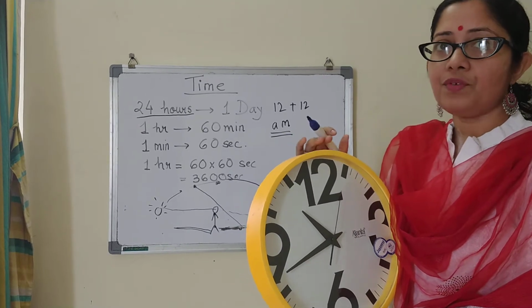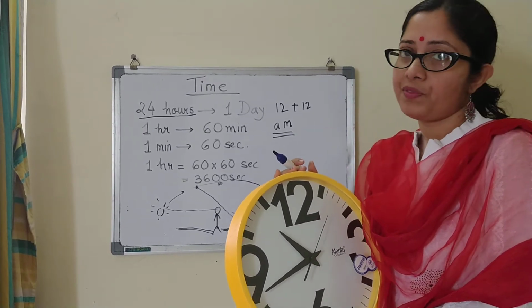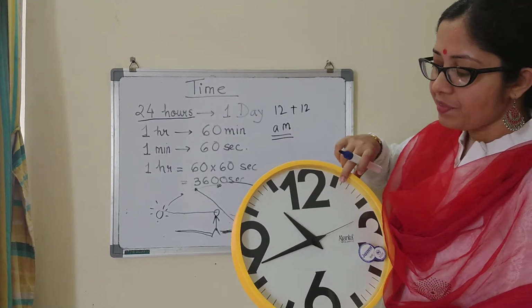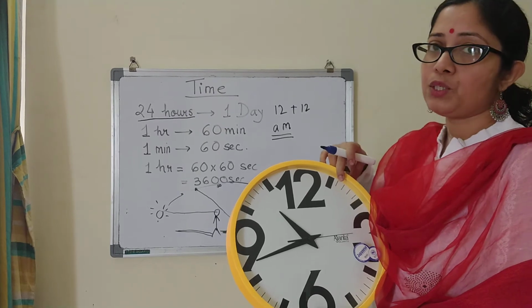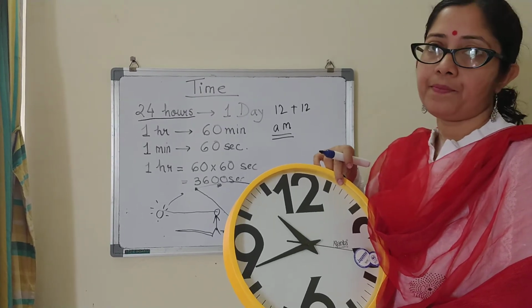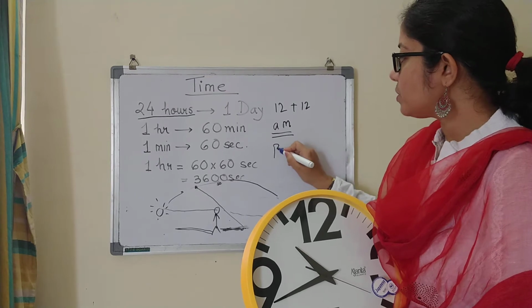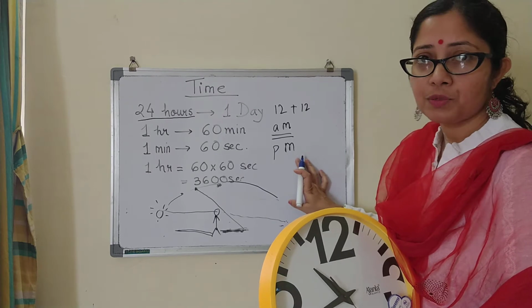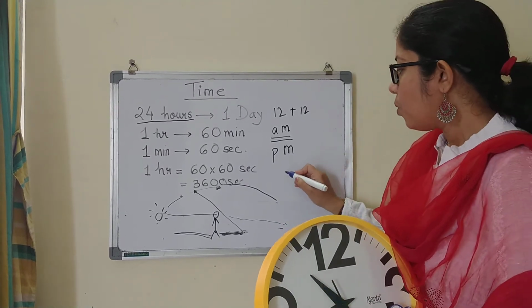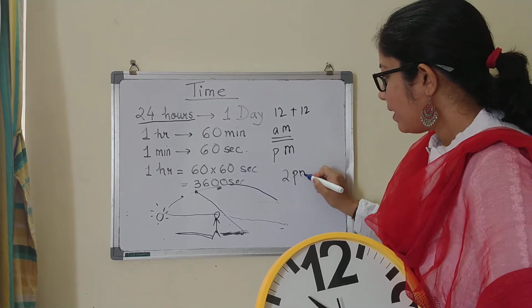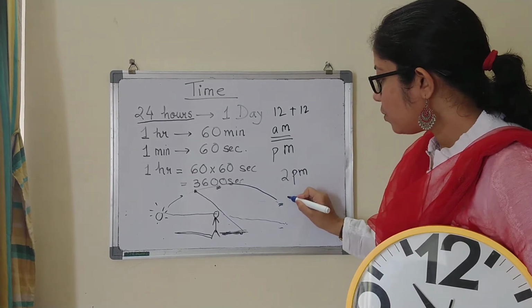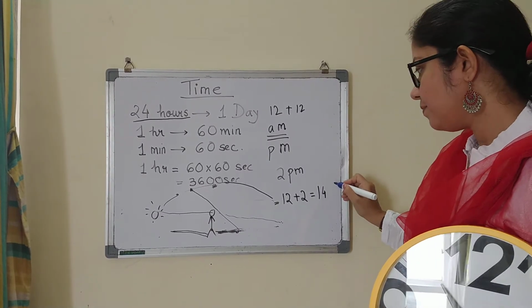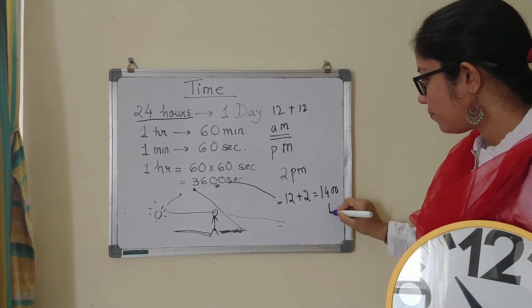After that 12, it will be my 12 noon. Okay, after 12 noon, if the hour hand goes here, then it will be 1 p.m. What we call is post meridiem. It is now 1 p.m., that means post meridiem. So if I ask you what is 2 p.m., 2 p.m. will be therefore 12 plus 2, that is 1400 hours. Okay.